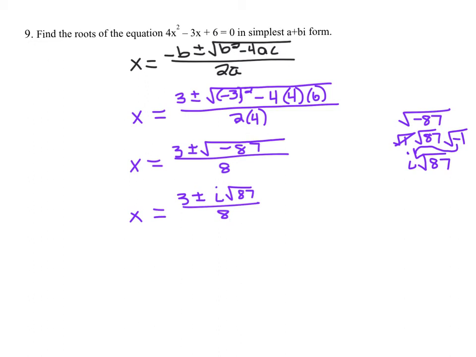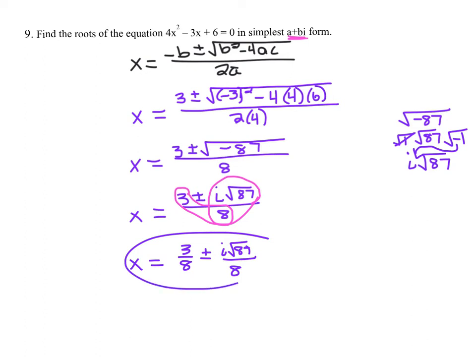So now we're going to break it up into a plus bi form. So we're going to take what's in front of the plus and minus and put that over 8, and then we're going to take what's after the plus and minus and put that over 8. So we can rewrite this as x equals 3 over 8, and then plus and minus, you could either write i radical 87 over 8, okay, and leave it like that. Sorry, that's a 7. That doesn't really look like a 7. Let me change that.